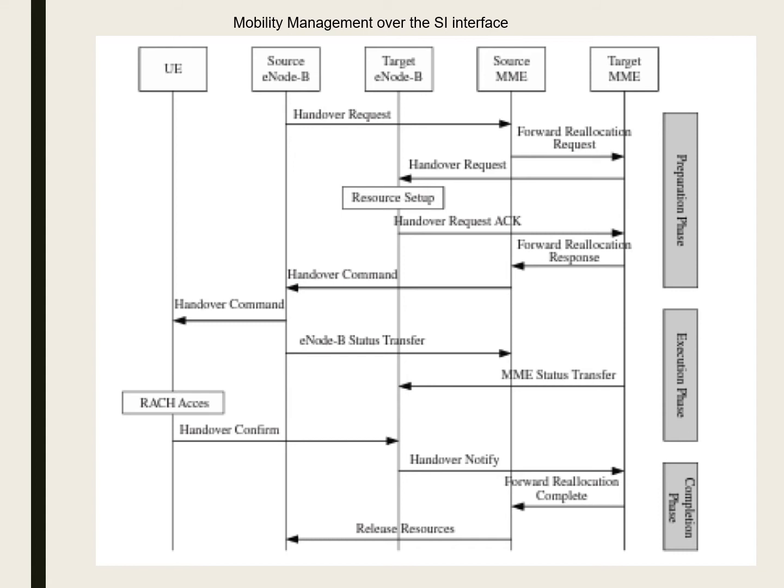After transferring the data, a handover confirm signal will be sent to the target eNode, and this target eNode will send the handover notify to the target MME. The target MME sends the forward relocation signal indicating the completion of the data transfer to the source mobility management entity. Thereby, the source mobility management entity releases all the resources allocated, thus completing the data transfer over the S1 interface.